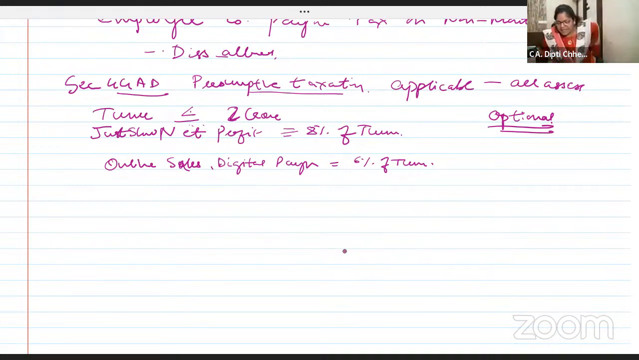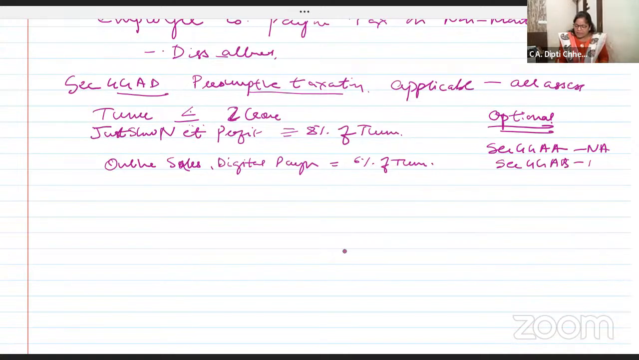Write it and then send it across to me. In the Telegram, share the pictures of what you have written. Okay? Even forget about what is printed, you write: presumptive taxation is a method where you show 8% of your turnover as net profit and you don't have to maintain books. Section 44AA not applicable. Section 44AB not applicable.